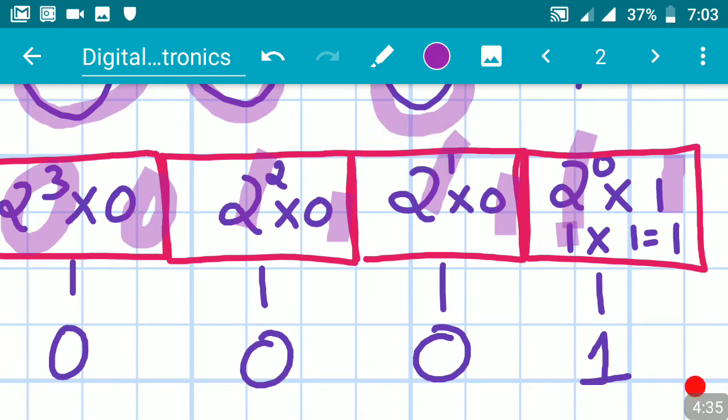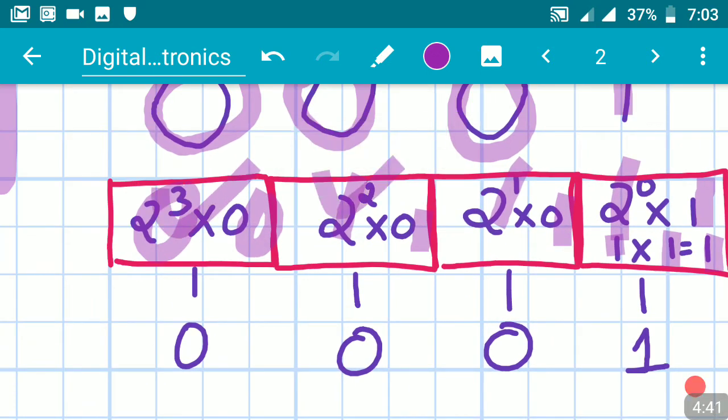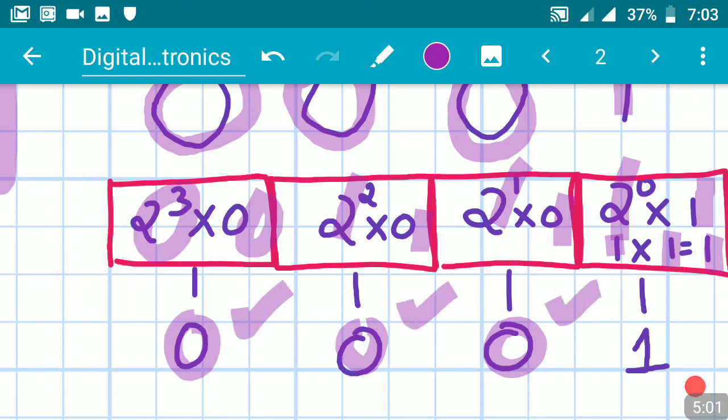So 1 into 1 gives me 1, and all the other terms, 2, 3, and so on, give me what output? It gives me 0, 0, 0, 0. Why is it 0? 2 to the power of 1 into 0, anything into 0 is 0. 2 to the power of 2 into 0, anything into 0 is 0. 2 to the power of 3 into 0, anything into 0 is 0. This is why you get 0 0 0 1.